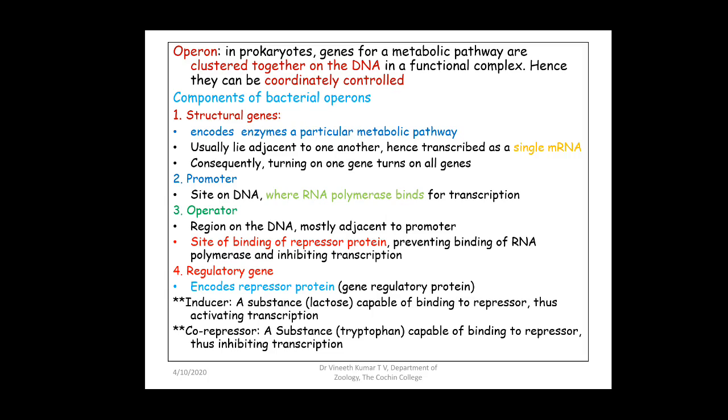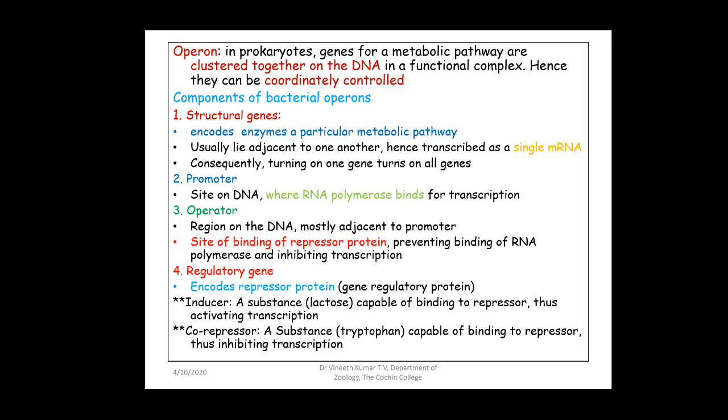That means switching on one gene can cause the other to switch on. Switching off one gene can cause the other to switch off. So that is what is called coordinated control. That means if you switch on one, the other will be switched on. If you switch off one, the others will also be switched off. So that is what is called coordinated control. So these clusters of genes in the DNA are only seen in prokaryotes.